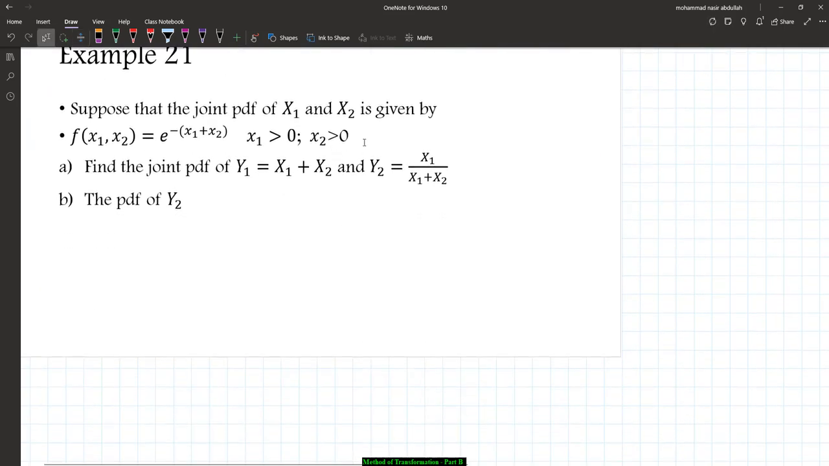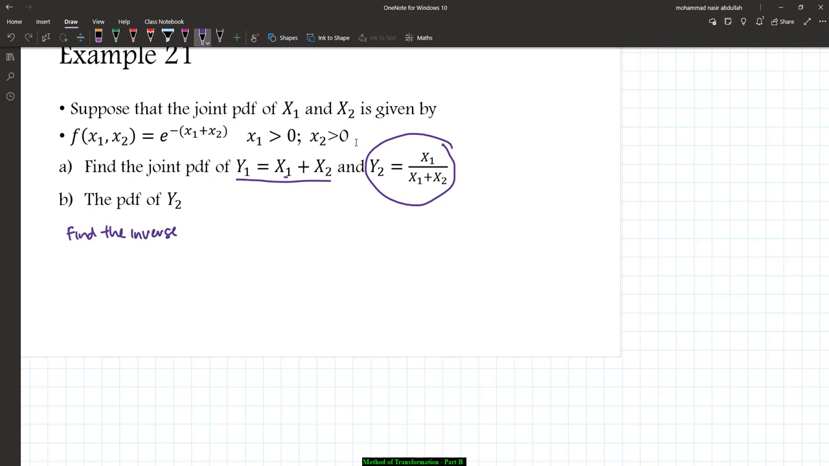Okay, example number 21. So we have the joint PDF of x1 and x2: exponential of negative x1 plus x2, where x1 and x2 are more than 0. You want to find the PDF of y1 equal to x1 plus x2, and y2 equal to x1 divided by x1 plus x2. This is complicated. So the first step is to find the inverse solution.